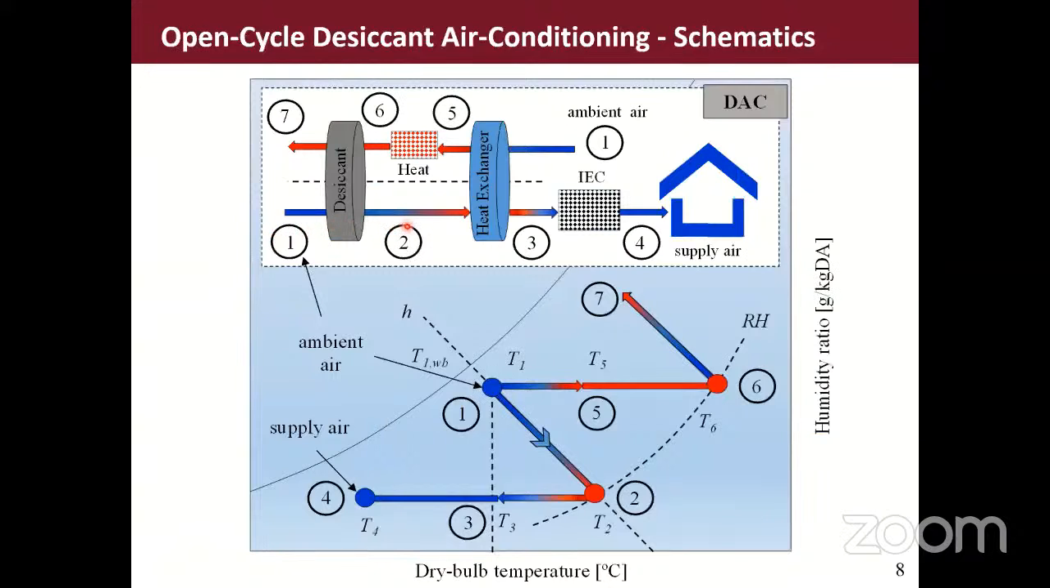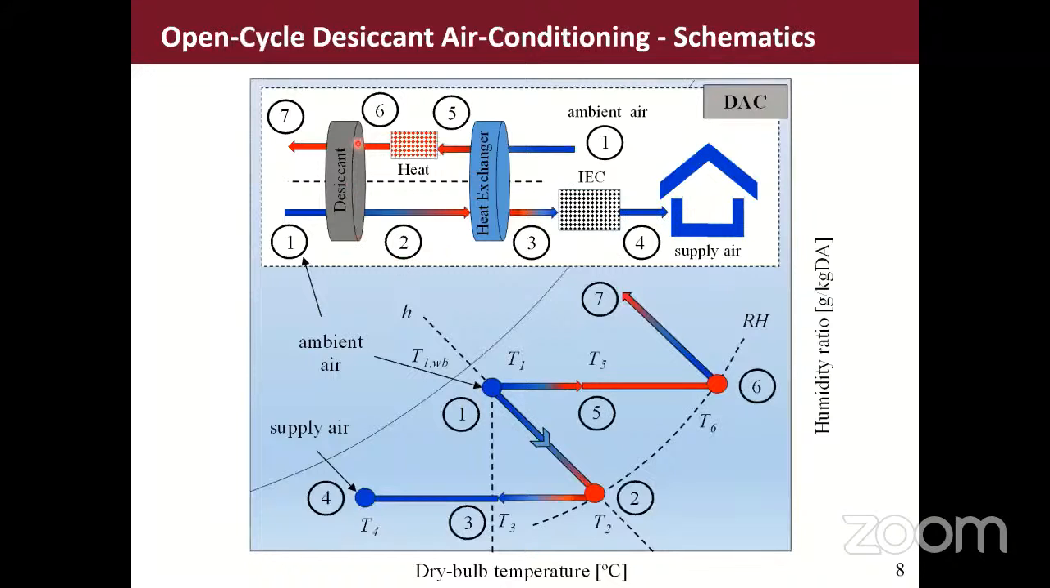After dehumidifying, the air is passed through the heat exchanger, and then it is sensibly cooled relatively, and then it is passed through some sort of low cost temperature control unit, that is most probably the evaporative cooling systems. Here you can see the IEC, which is the indirect evaporative cooling system, and then it is supplied to the supply.